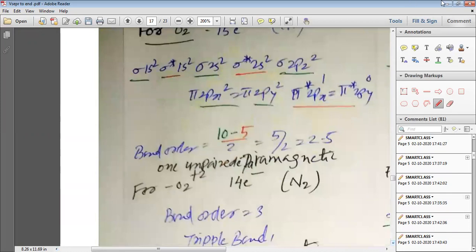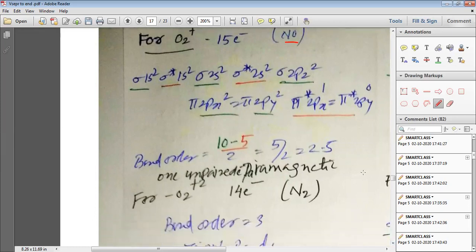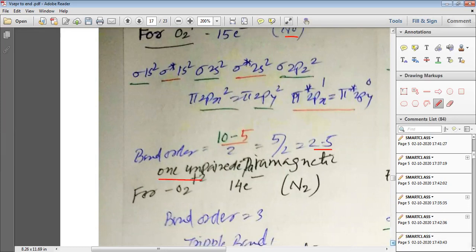Let's have a look at O2 plus, my dear students. Oxygen O2 has 16 electrons, but when O2 plus 1 is made, 1 electron is removed, so total 15 electrons, which is very similar to NO. We have just studied NO, but still we are going to write its electronic configuration. But you can easily predict. Let me finish it for you: it will have bond order 2.5, and it cannot be explained by a single structure. It must have resonance structures, and it will have one unpaired electron, and that is why it is going to be paramagnetic in nature.